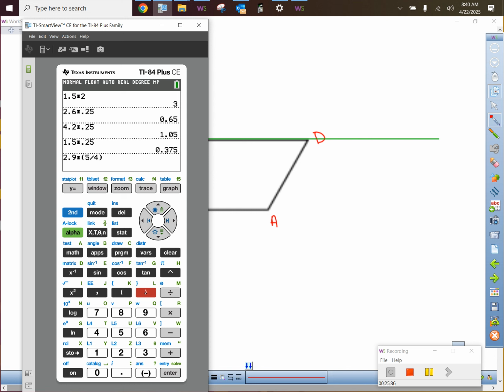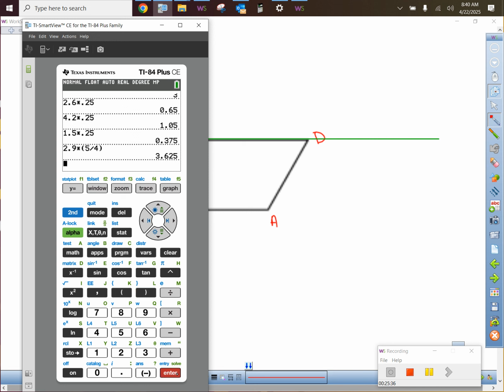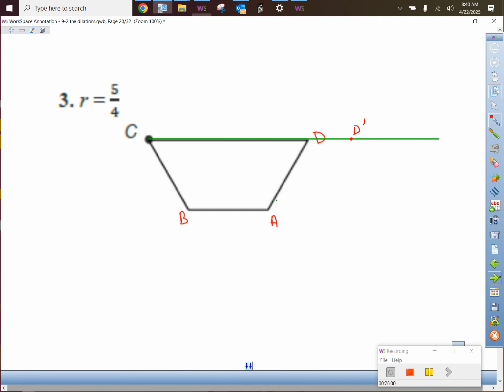Some of the scale factors don't come out as nice, neat decimals. So if that was like 2/3, you'd have to use the 2/3 by putting it in parentheses and stuff. But bam, and then it's going to get bigger. Like 5/4 is bigger than 1. So there's where D prime went. And then you can do that for the others. Don't care if you draw the green line or not.